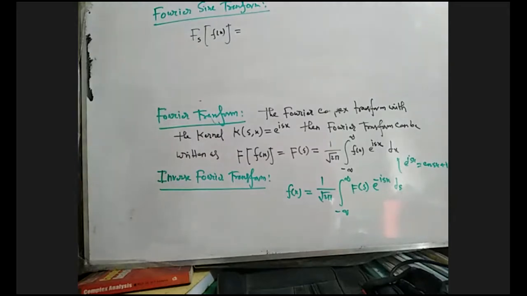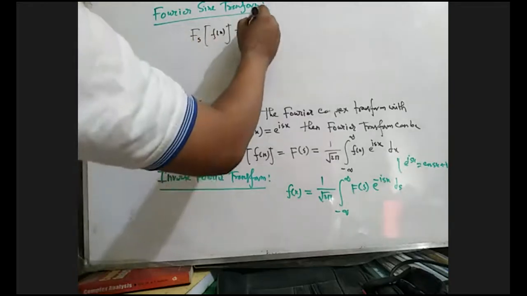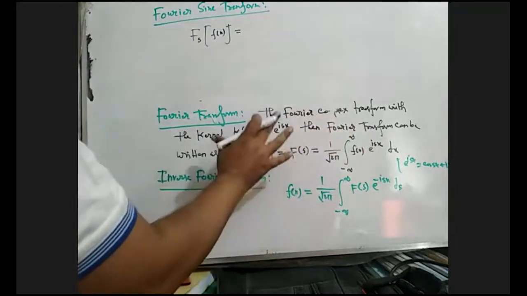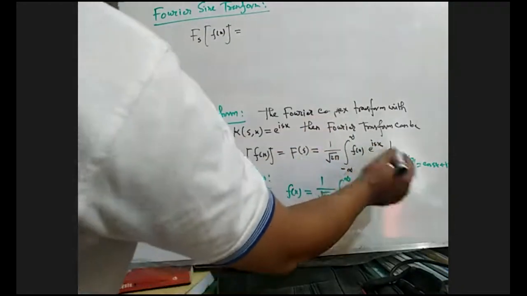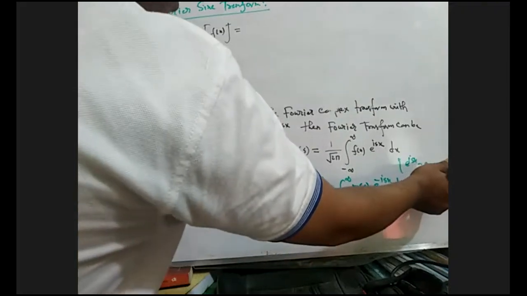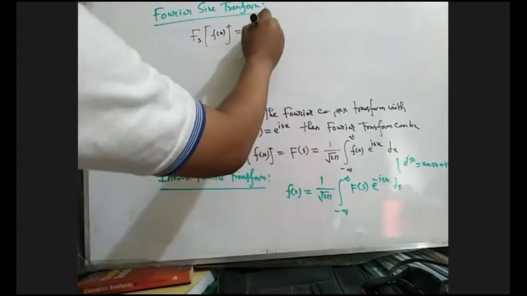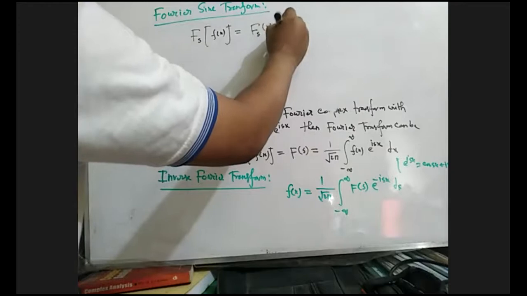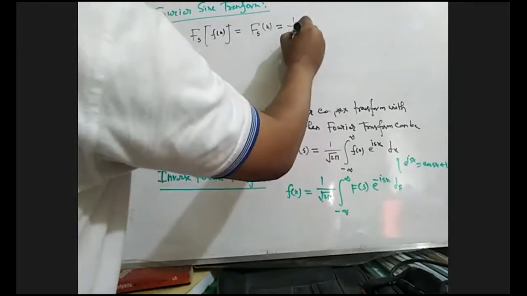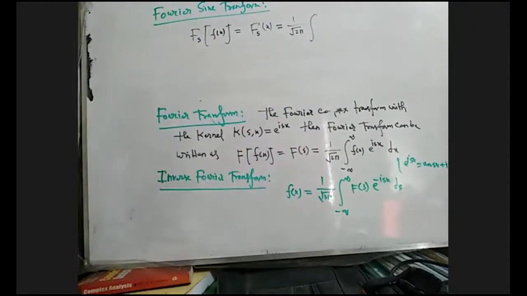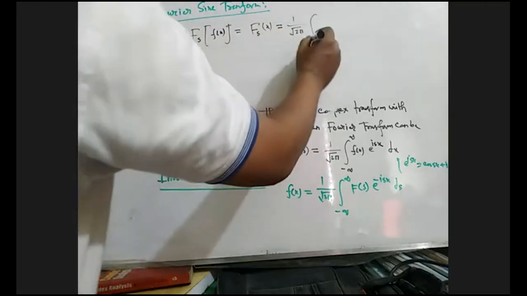I am writing from here because this is the formula for the Fourier transform. Now the Fourier sine transform will be, because e to the power isx consists of cos sx plus i sin sx. So the Fourier sine transform of f of x equals 1 by root over twice pi. My integral limit will be the same, minus infinity to plus infinity, but for the sine transform you must know it is 0 to infinity.